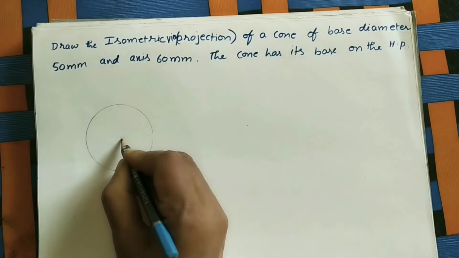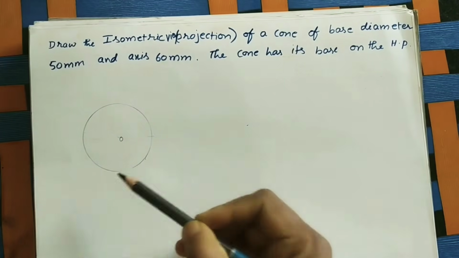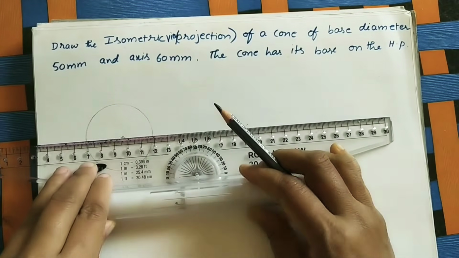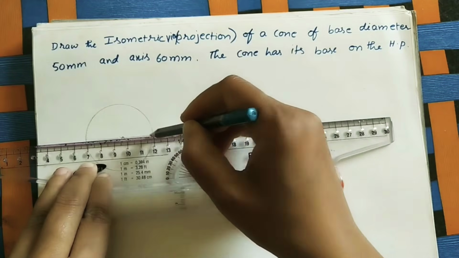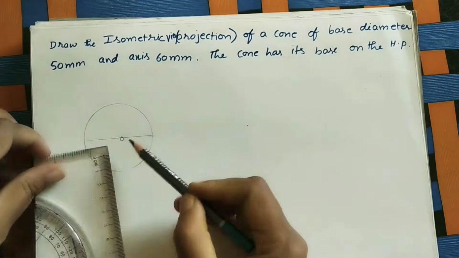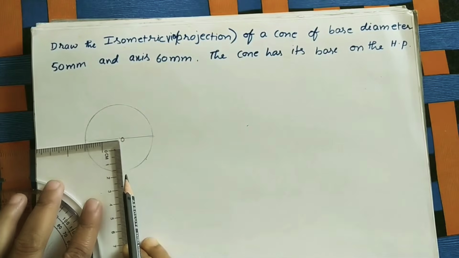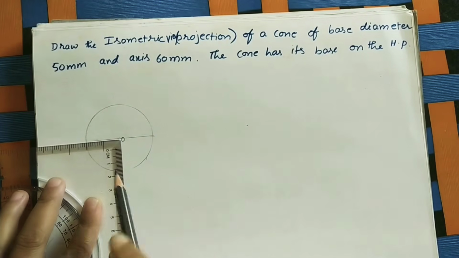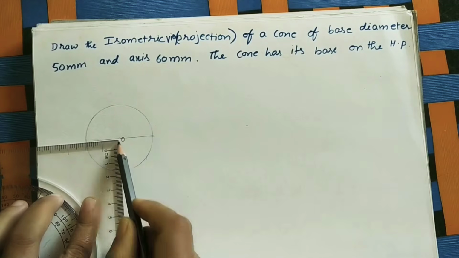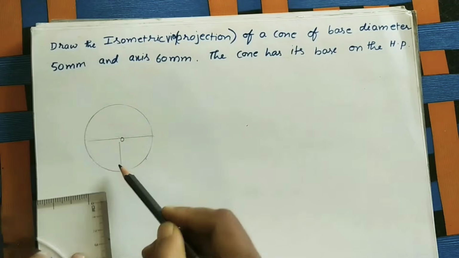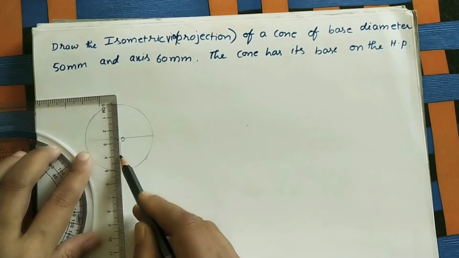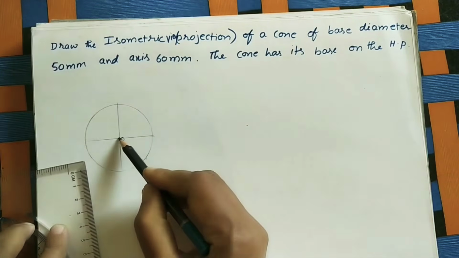This is the center. Here do the horizontal diameter and one vertical diameter. As we know, vertical diameter is 90 degrees to the horizontal diameter. Just for getting 90 degrees, I am using this 90 degrees set square. So here do one line and extend this line. It is passing through center. This is the center.